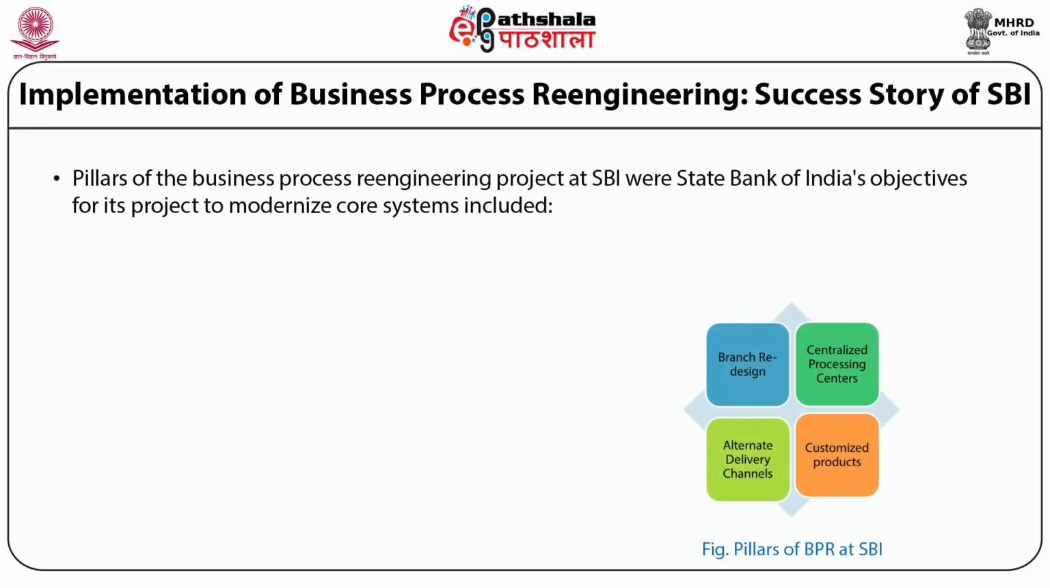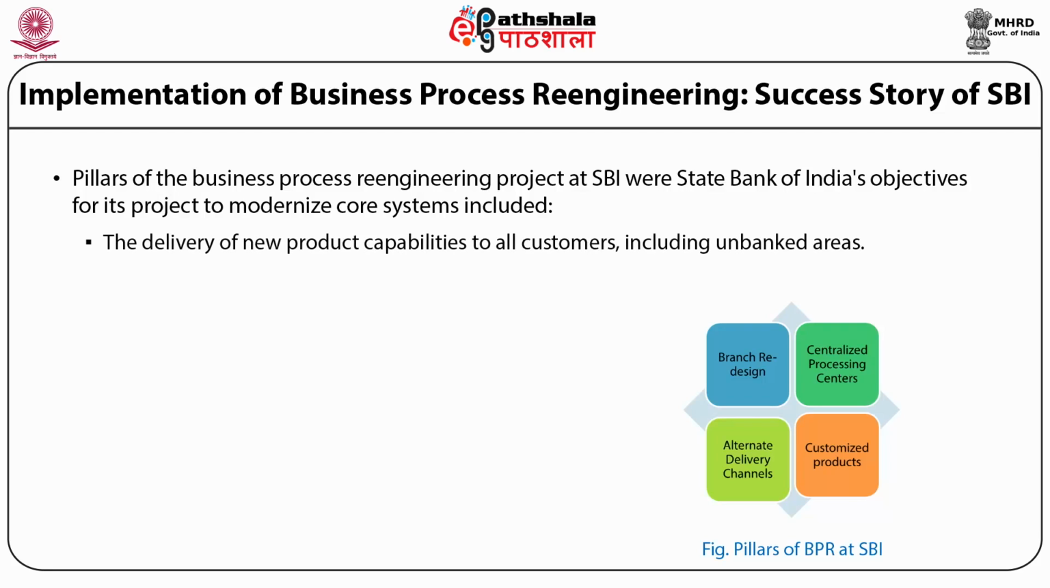The pillars of the business process reengineering project at SBI were branch redesign, alternative delivery channels, customized products, and centralized processing centers. State Bank of India's objective for its project to modernize the core system included the delivery of new product capabilities to all customers, including unbanked areas.